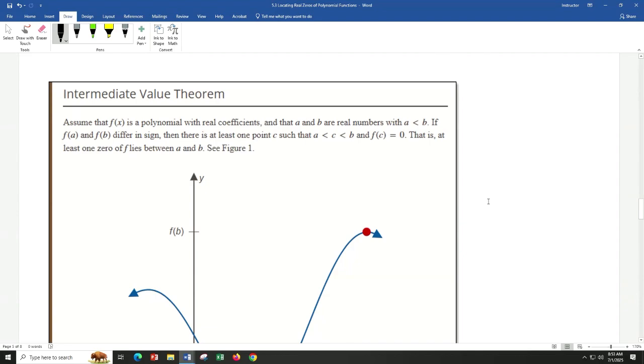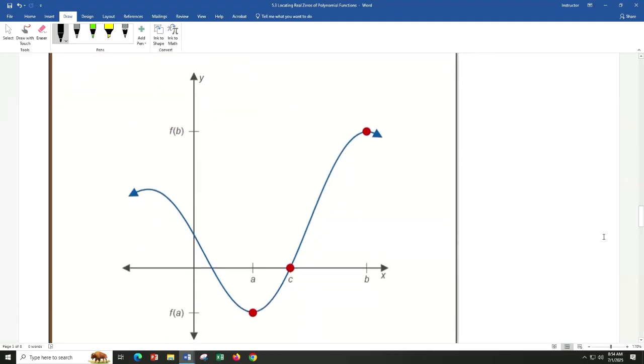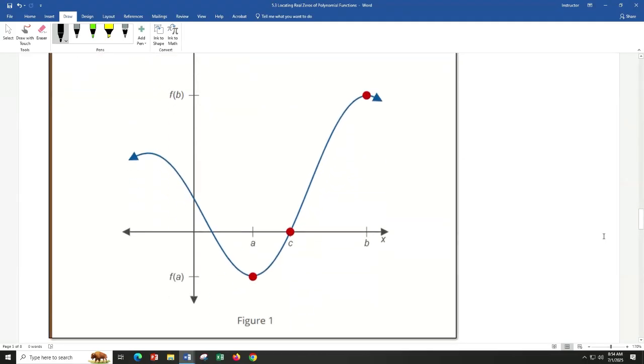If f of A and f of B differ in sign, then there is at least one point C such that A is less than C is less than B, and f of C equals 0. That is, here's the explanation. At least one 0 lies between A and B. It literally just said, look at the picture. F of A is basically my Y, right? F of B is what? Another Y.